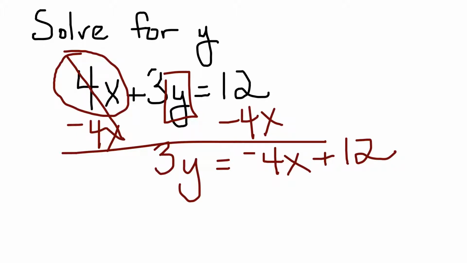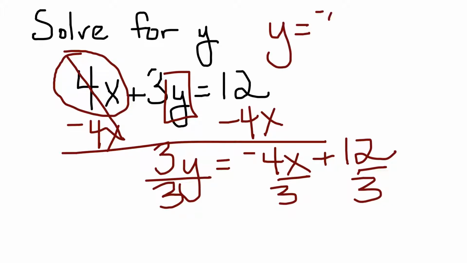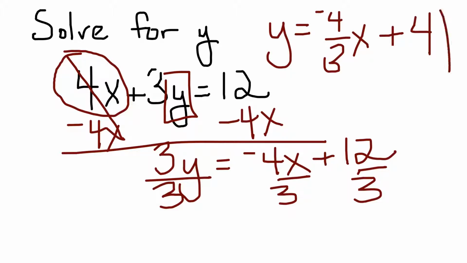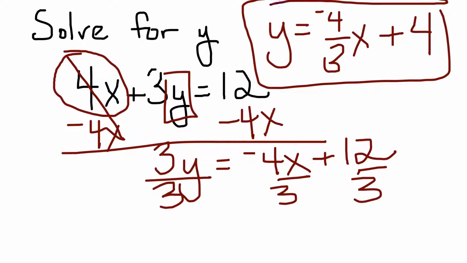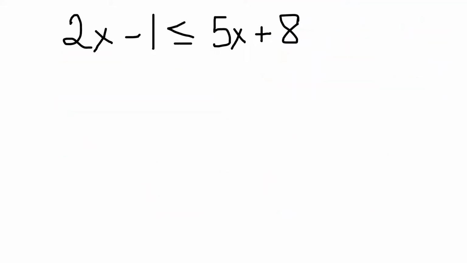Now I still have to get y by itself, but this time I want to split up the 3 and the y, so I'm going to do a division to split that up. And I get y equals negative 4/3 x plus 4. And that is what happens when I solve this for y. Now, this might look familiar with our slope and y-intercept form. But we'll come back to that. So, all right, next one.